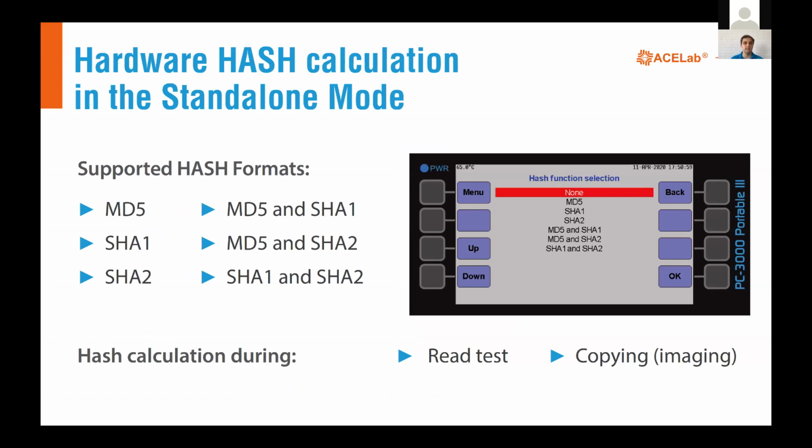PC4000 Portable contains and supports a few hash formats like MD5, SHA1, and SHA2, and different combinations between them. And you can perform the hash sum calculation during the reading test and during the drive imaging.